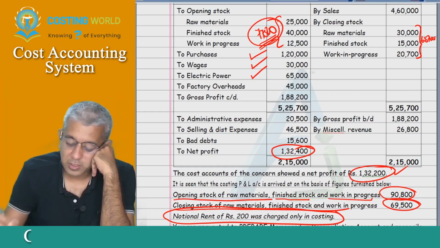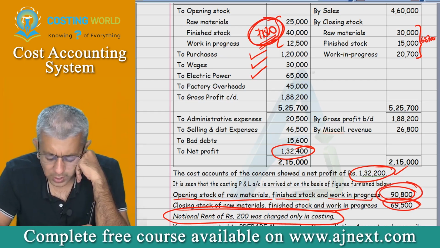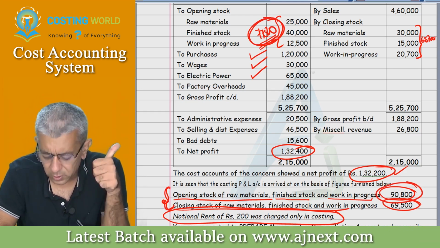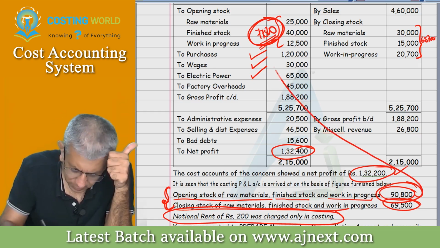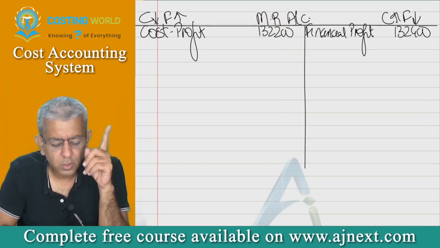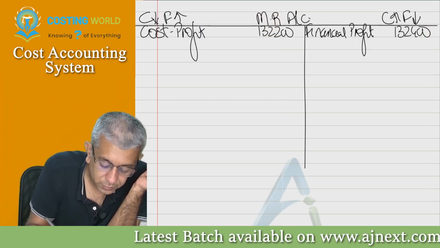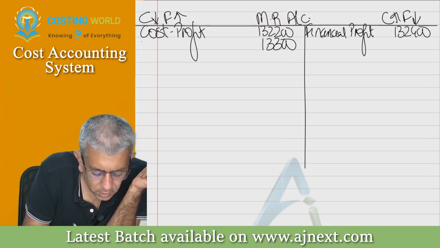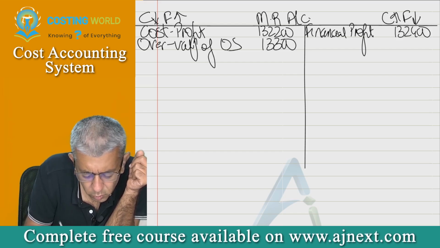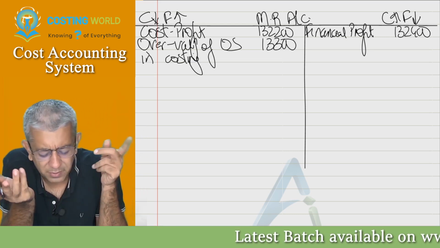First of all, stock differences will be coming. See, opening stock over here is 77,500 and opening stock over here is 90,800. This is costing data, no? Opening stock is higher in costing, so costing profit will be lower. Get me the difference of these two figures. 13,300. If opening stock in costing is higher, costing's profit is lower. So there is overvaluation of opening stock in costing. I'll not write down opening stock of raw material, WIP or finished goods, it's a combined figure.